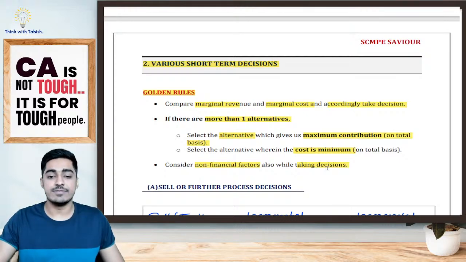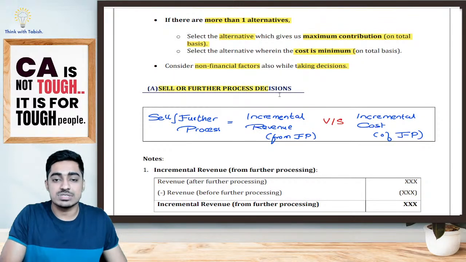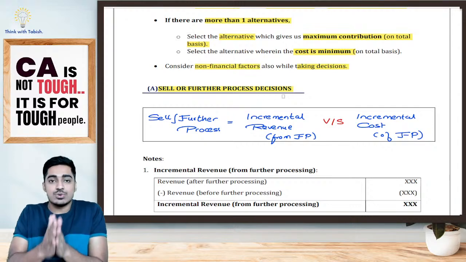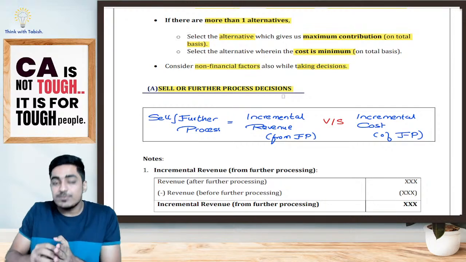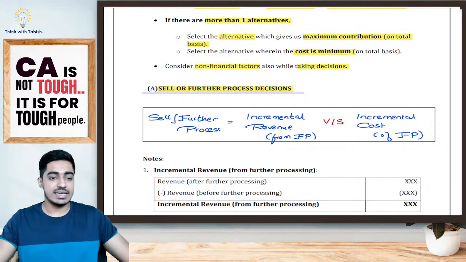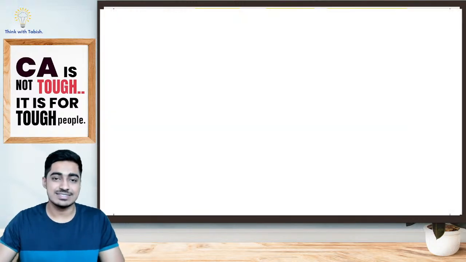So let us begin with the first decision, that is the sell or further process decision. What decision are we going to take? Should we sell the goods as they are or should we further process the goods? How do we take a decision? Let us try to understand it with the help of short, small and sweet examples.